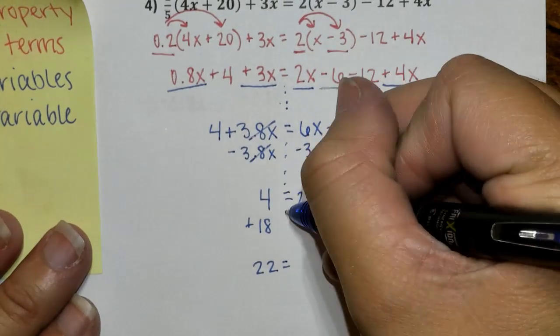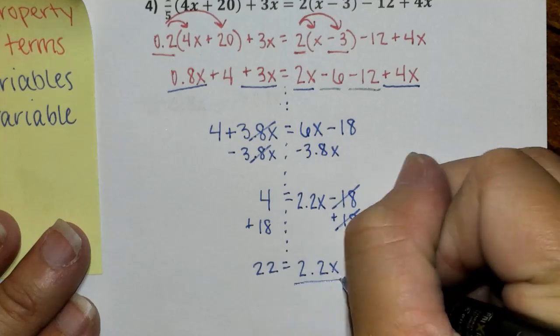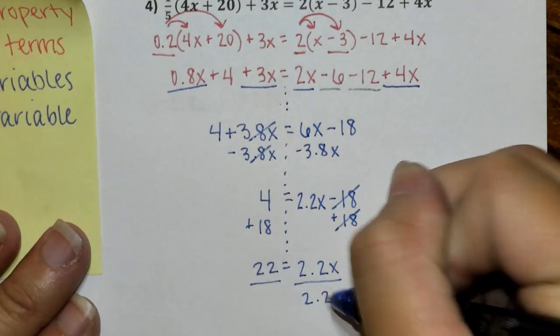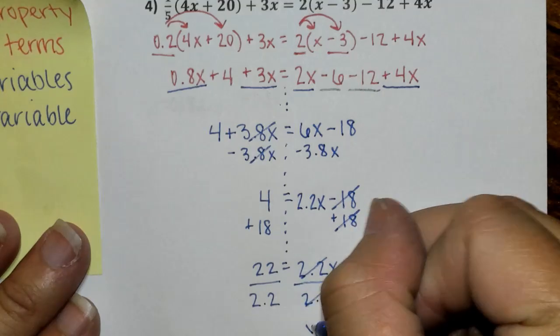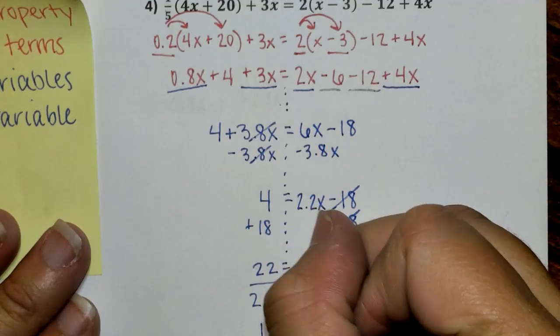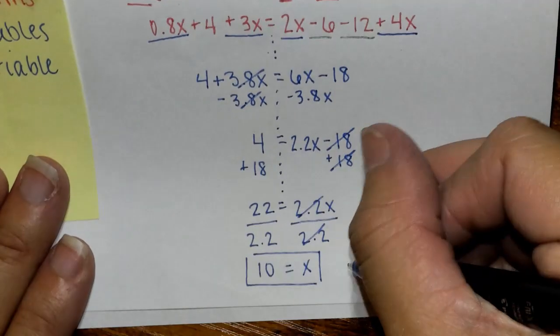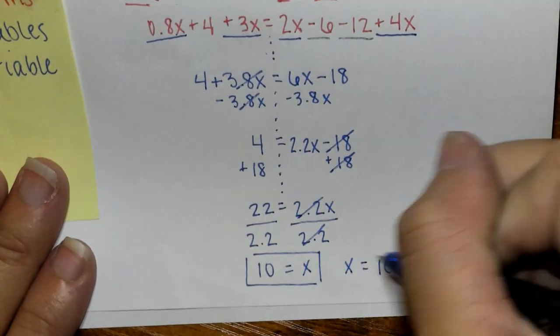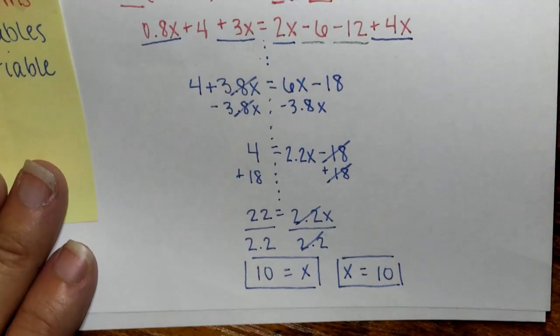Remember, keeping your equal sign in line will help. Bring down my 2.2x. Divide both sides by 2.2. And x equals 10. Or you can rewrite it at the very end so that the variable is on the left side. Either of those would be the correct answer.